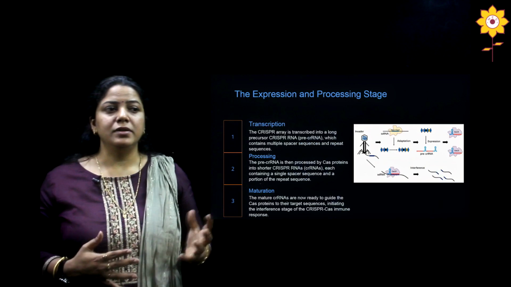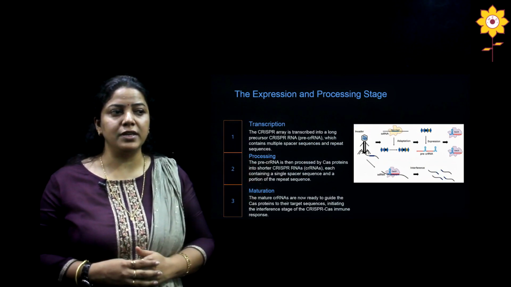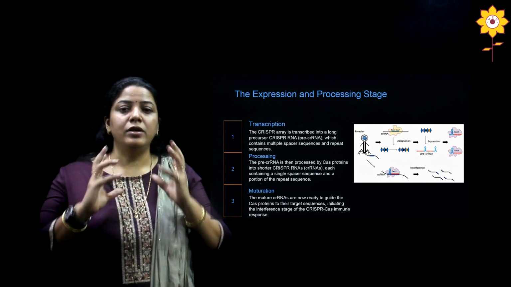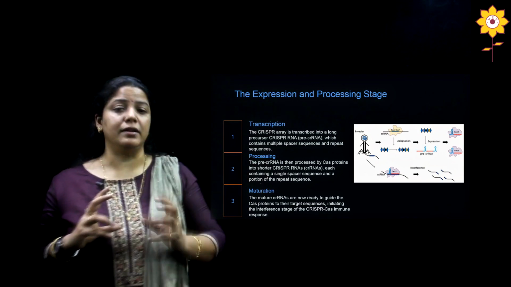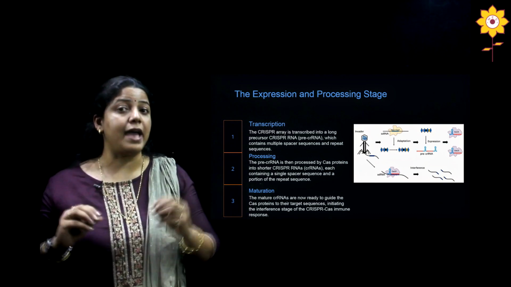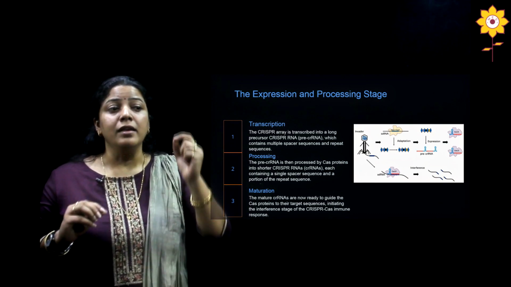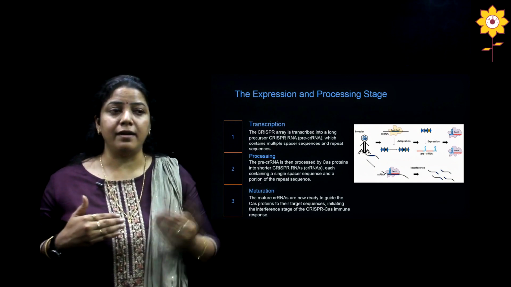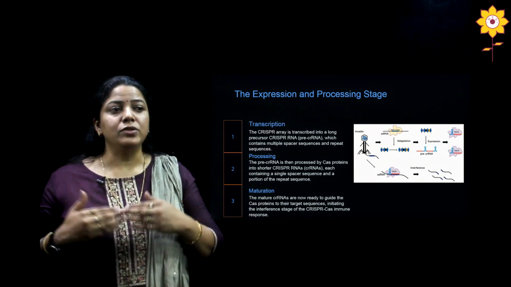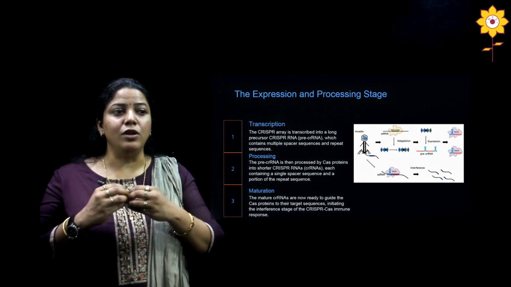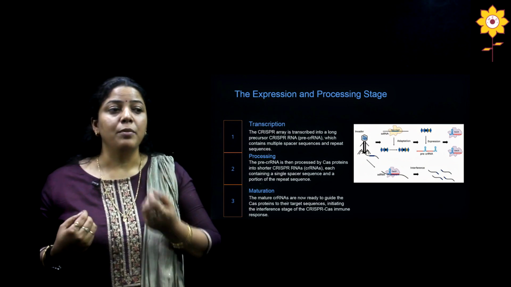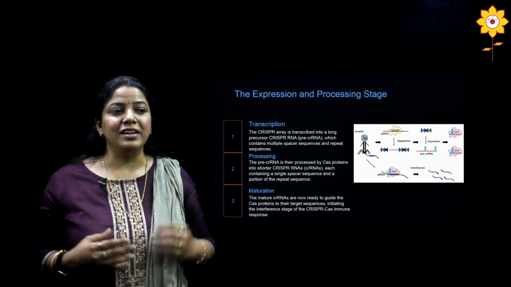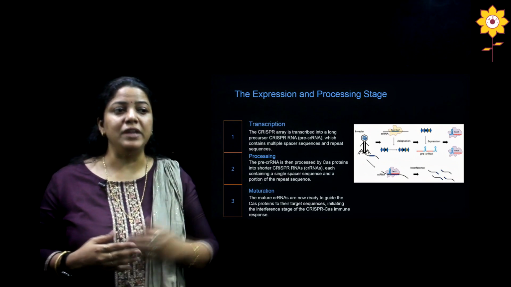So what happens in the expression and processing stage, as we have already seen. Once the modification has already been done in the bacterial genome, that is, the array has already been created, then the transcription will take place only when the virus is again attacking the bacteria. The CRISPR array is transcribed into a long precursor, called the pre-crRNA, that is the precursor CRISPR RNA, which contains multiple spacer sequences and repeat sequences.